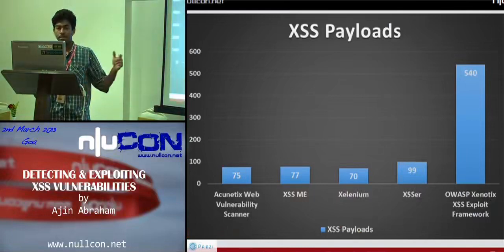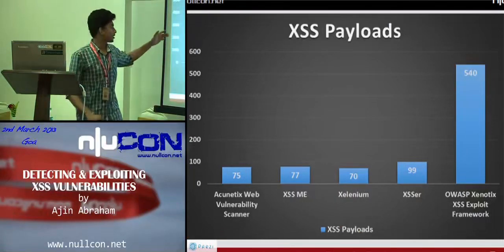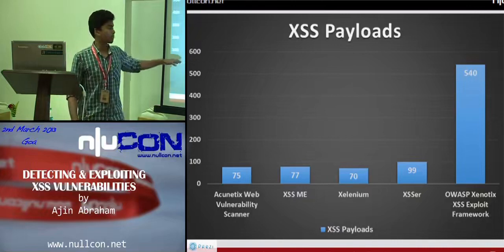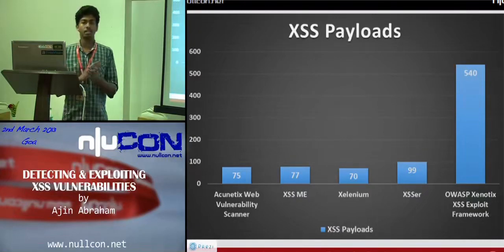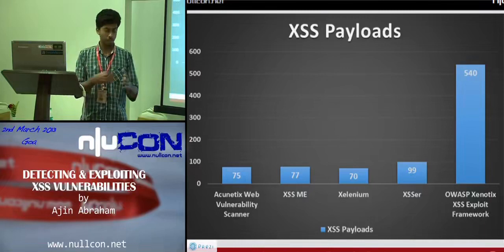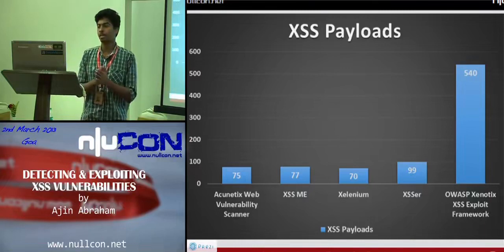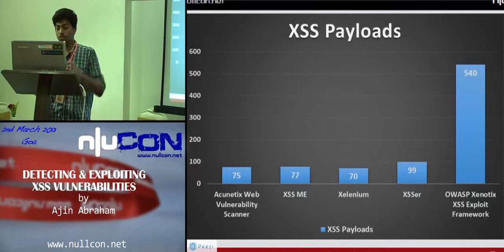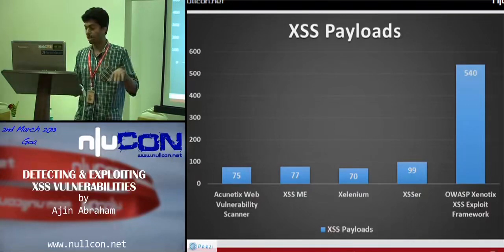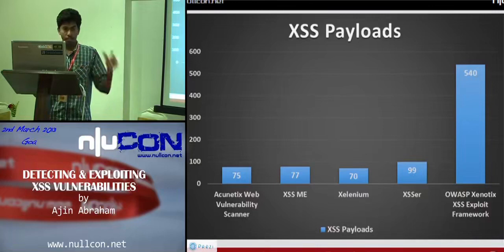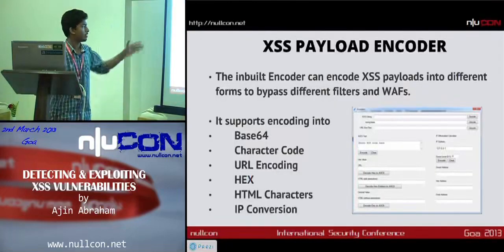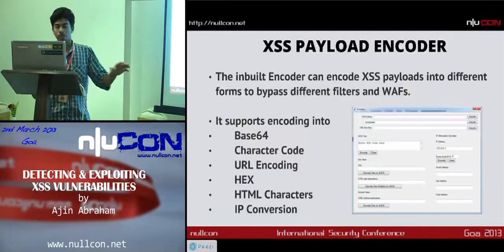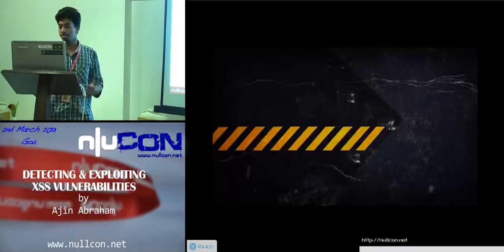And if you look into this, this is an interesting thing. This is the payload comparison of different commercial as well as freely available tools. You can see the payload count, and I believe it has the second largest number of XSS payloads. The largest is with IBM AppScan. It has something like 700 payloads, artificially generated based on the scenario. And one of the features is the payload encoder. This supports encoding into different formats to bypass firewalls and WAFs.